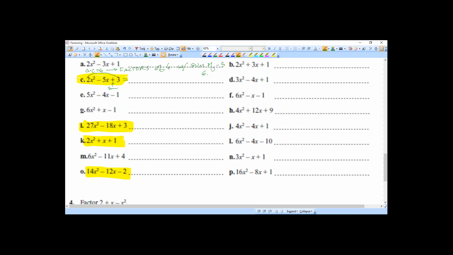So 6. Factors of 6. Just list out your factors of 6. You've got 1, 6, 2, and 3. And also, if we want a positive 6, could we have negative 2 times negative 3? Because these guys would add up to negative 5. You see what I'm getting at with the sign thing? It comes as you start looking at these more.